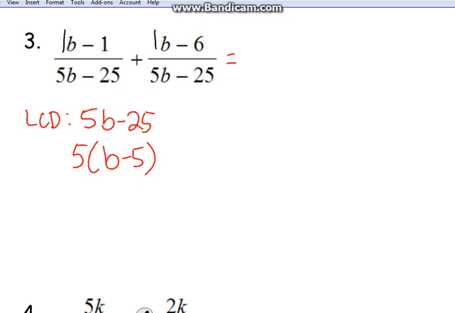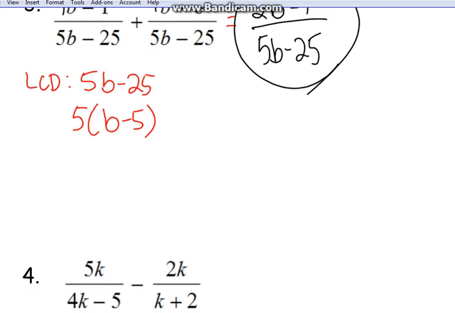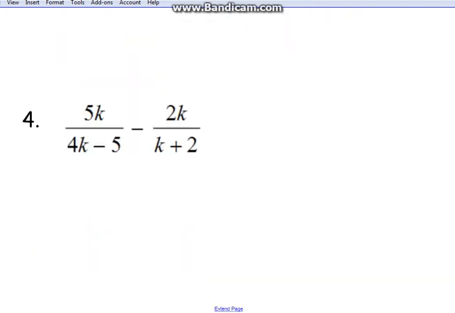Well, I have a 1b and a 1b. When I combine those, that's 2b, not b squared, it's 2b. And then negative 1 and negative 6, combine them together, we have negative 7. 2b minus 7 over 5b minus 25. Once again, we have no common factors between the numerator and denominator, so I'm done. Moving on to the next one, we're moving like lightning.